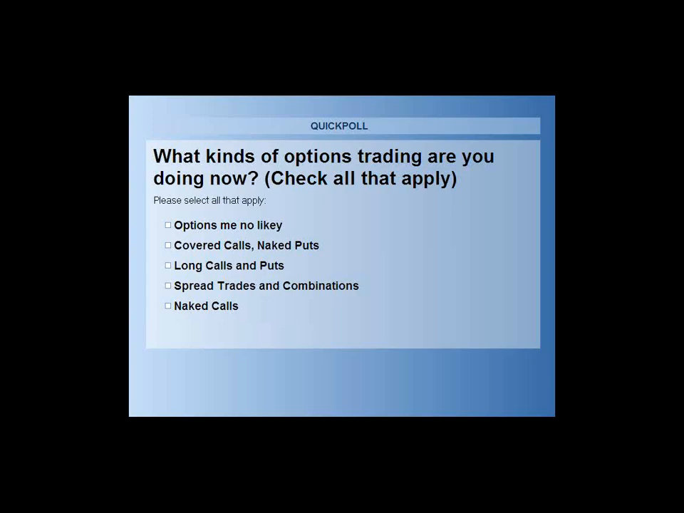Or are you doing naked calls, selling call options with no protection in the form of another call or the stock itself? So we just want to get to know you, and this will actually help me when we get into the second part of our presentation when we discuss the trade comparisons as well.